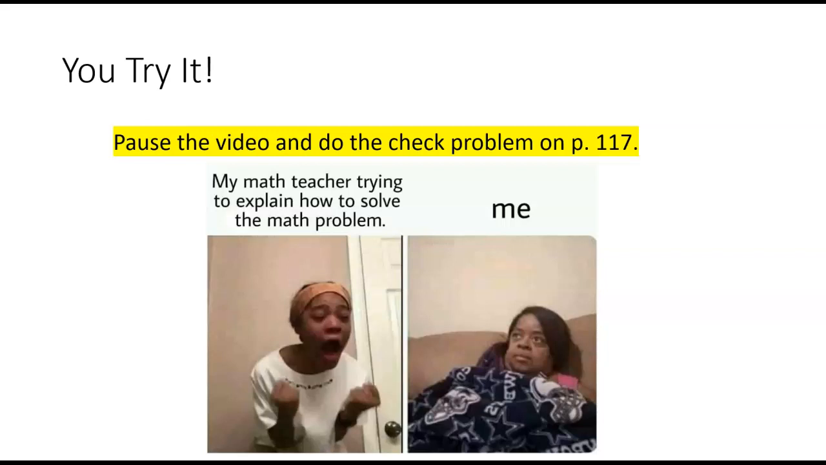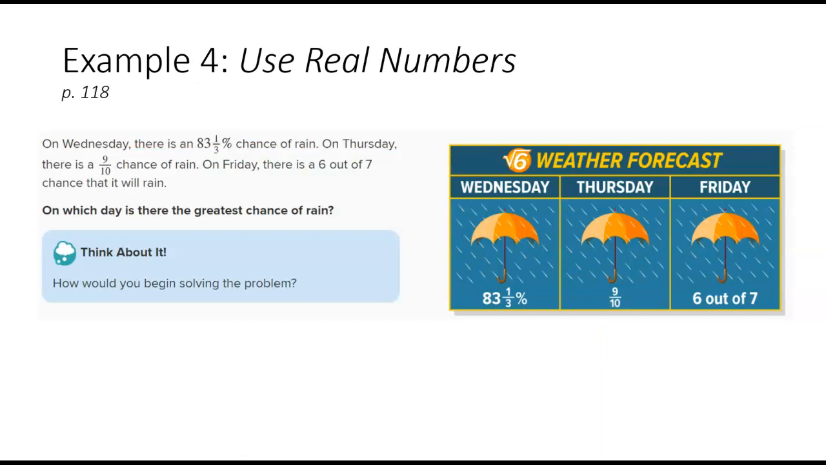Okay, we'll go over the answer in class tomorrow. The last thing for this section is using real numbers. So here's an example, I'll let you read it. And we want to figure out on which day is there the greatest chance of rain. If you are making plans and you want to know if you can go outside on a certain day, or what are your best chances to get those hikes in or runs in, and which day is there the greatest chance of rain.